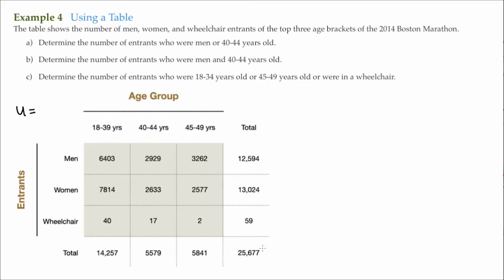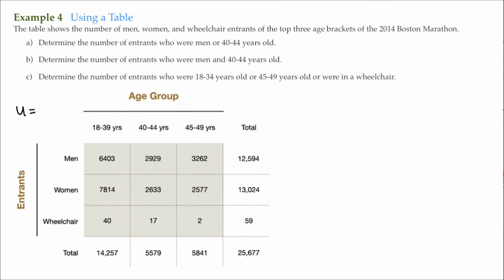This total right here in the corner is the table total. So if I was to add up all the entrants, I have a total number of 25,677 entrants here. Or I could go ahead and add up the row totals. I'll come out to be the same. Or I could add up the column totals. I'll also come out to be the same.